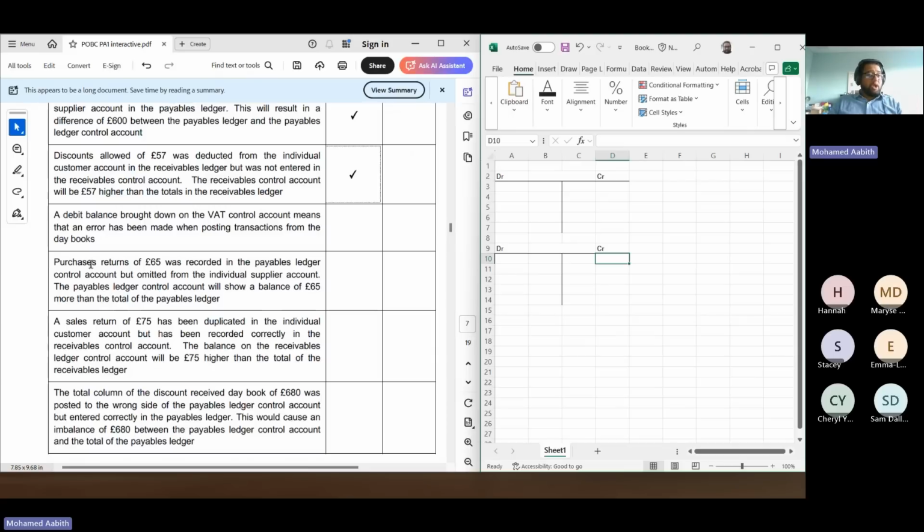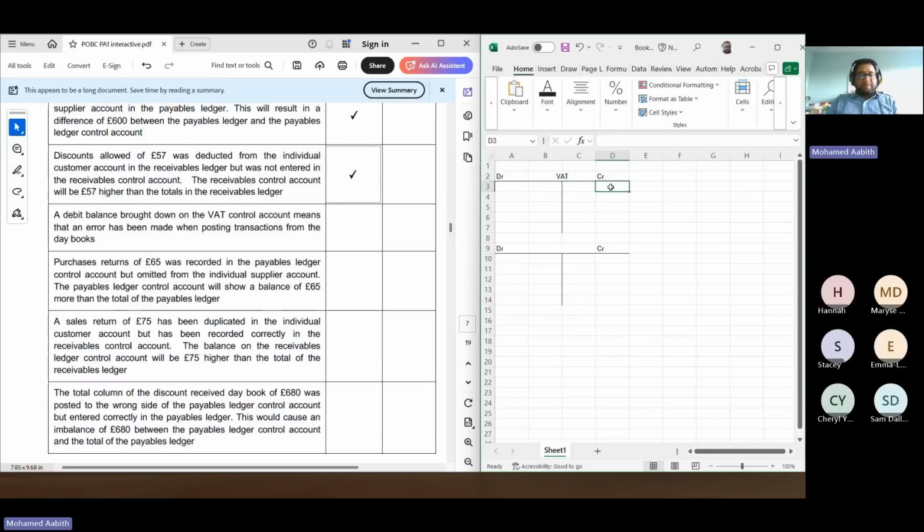Now let's look at the next one. A debit balance brought forward on the VAT control account means that an error has been made when posting the transactions from the day books. So if I have a debit balance on the VAT control account, for example, the VAT account normally will have a credit balance.